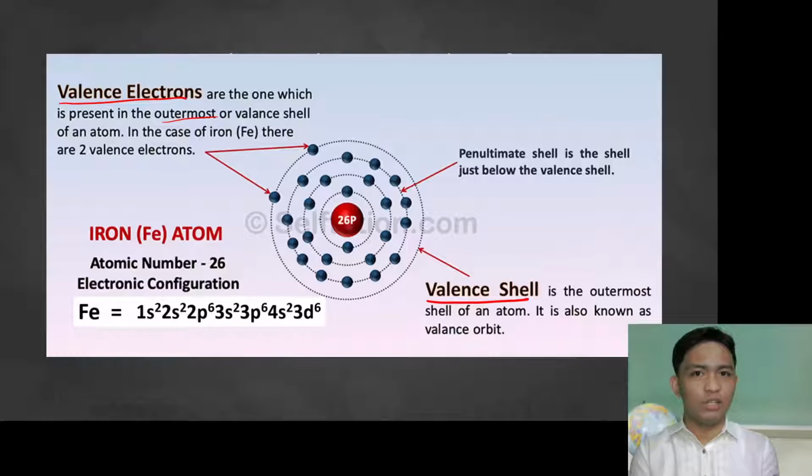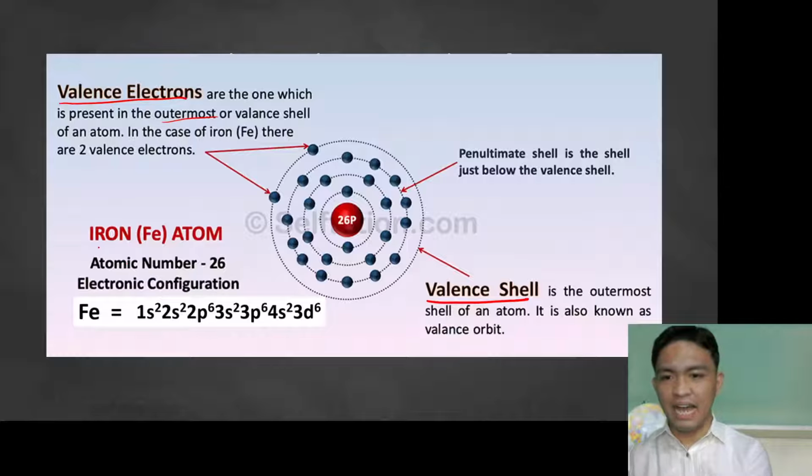Yung mga electrons na nandun sa valence shell, ang tawag ay valence electrons. So, itong mga electrons na to, ito lang yung na-attract, nag-i-interact sa iba pang mga atoms. Let's take for instance iron.